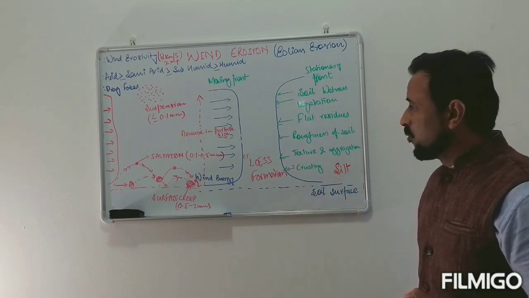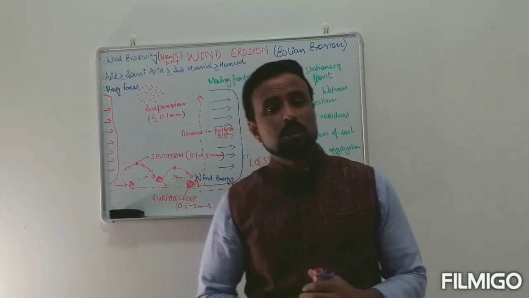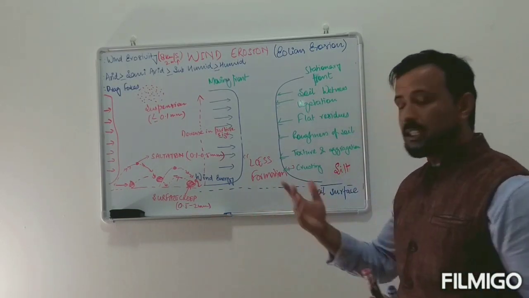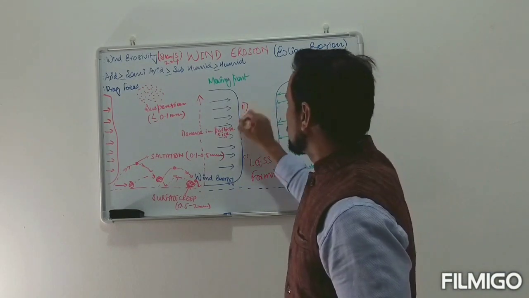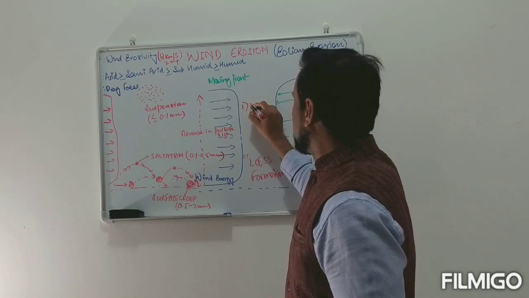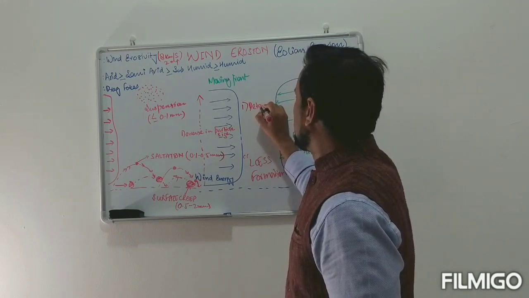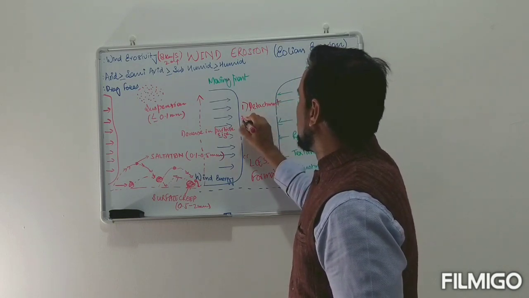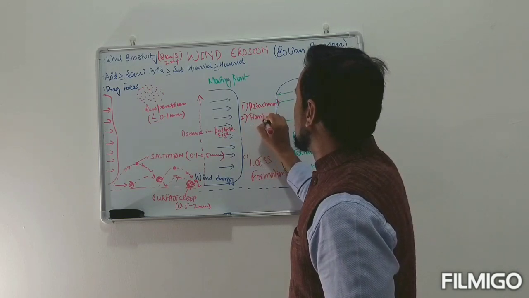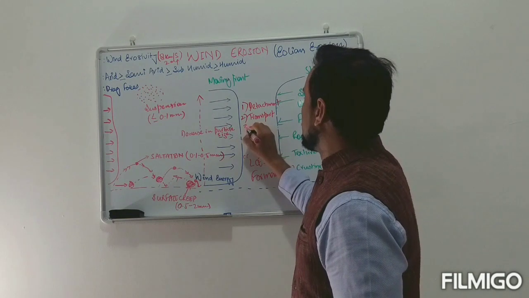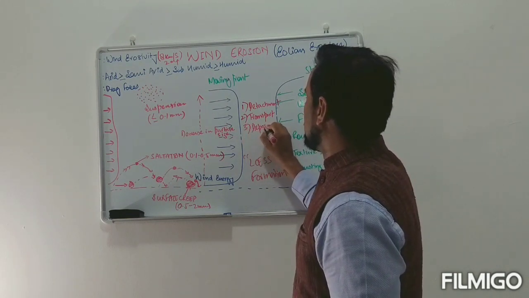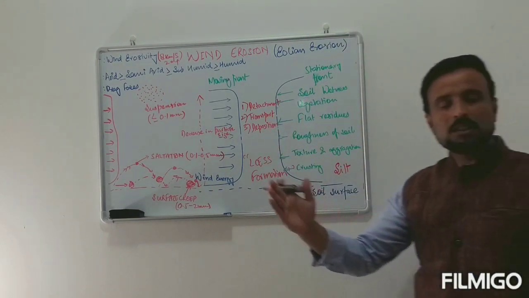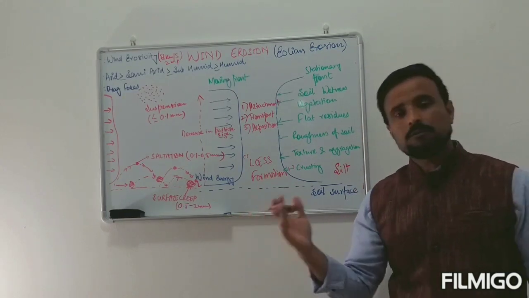So what basically is the mechanism of wind erosion? The mechanism is the same as I discussed with water erosion. There are three steps in it: one is called detachment, then transport, and then the third is deposition. Detachment, transport and deposition, this is the mechanism of the process of wind erosion.